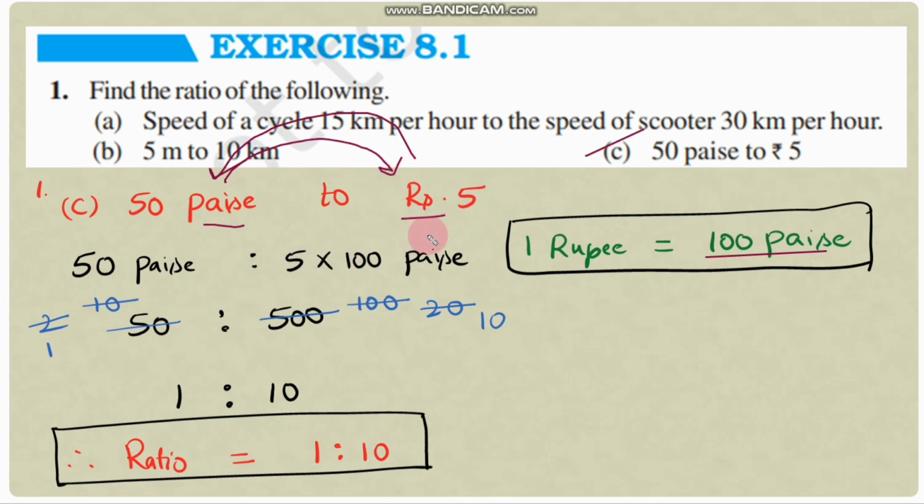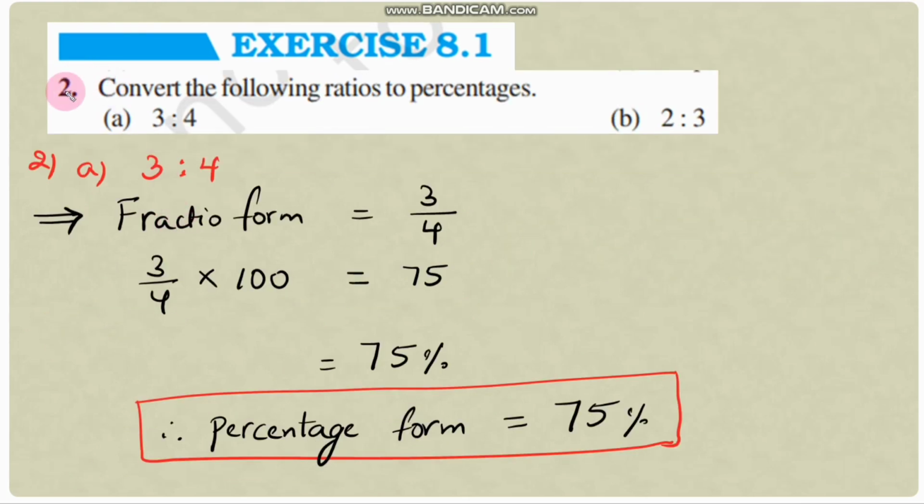Now we have to convert 5 rupees into paisa. If 1 rupee is 100 paisa, then 5 rupees is how many paisa? 5 into 100 paisa. So 50 paisa is to 5 into 100 paisa. Here paisa and paisa cancel. So 50 is to 5 into 100, that is 50 is to 500. We can cancel this. Cancelling by 5: 5 tens are 50, 5 hundreds are 500. Again it cancels: 10 ones are 10, 10 tens are 100. So what we get is 1 is to 10. The ratio is 1 is to 10. Understood children? So next, question number 2.